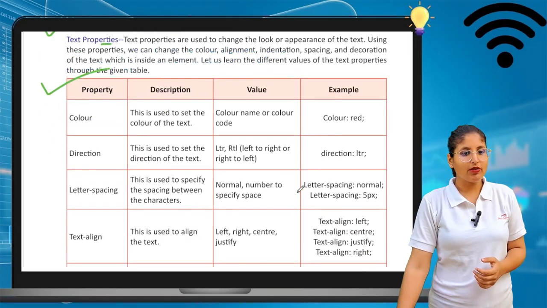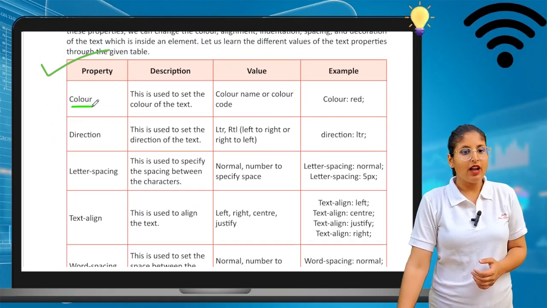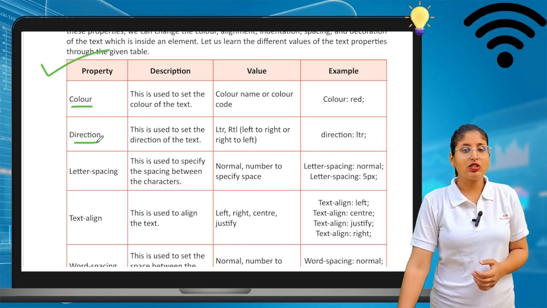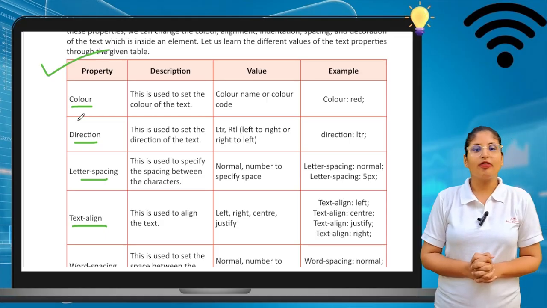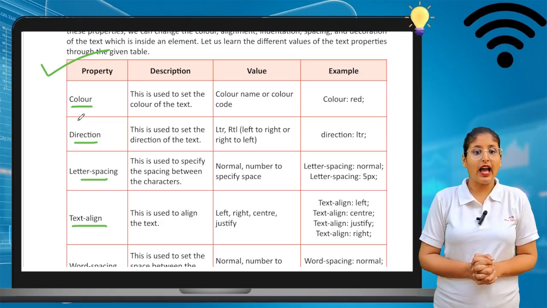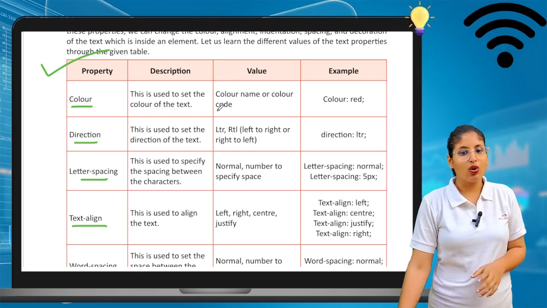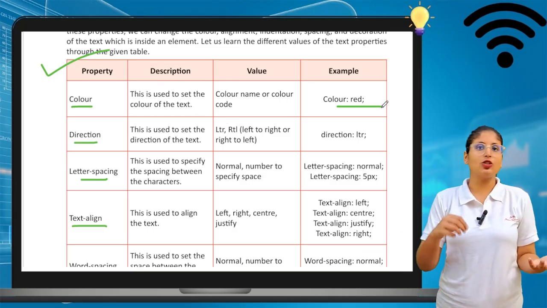Let's see some of the different text properties. First is color. We are able to change the color, the direction, and the letter spacing, and we can also do text align and word spacing. First we will start with color. This is used to set the color of your text. The value should be a color name or a color code you can write. The example is written here: color is red, I want my color to be red.